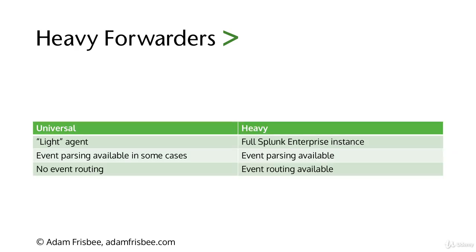So let's talk about some basic differences between universal and heavy forwarders. Universal forwarders, remember, are the light agent. There's event parsing available at the source in some cases, but no event routing available on universal forwarders. Heavy forwarders are a full Splunk Enterprise installation, and we can parse and route data at the source with heavy forwarders.